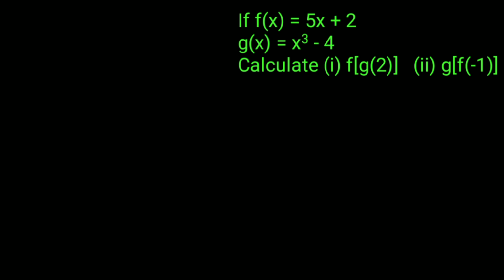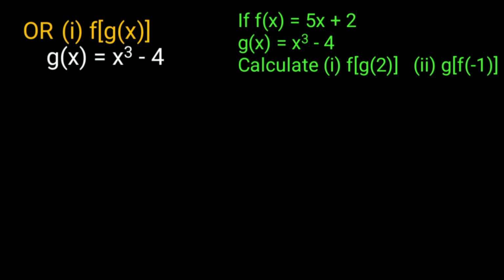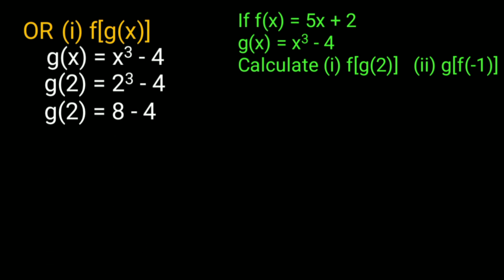But there is another shorter way of getting this kind of question done. The other way is that in our f of g of x, we first of all remove g of x and we substitute 2 directly into our g of x. So in this case, we recognize g of x, which is x cubed minus 4. So let's substitute 2 directly into g of x. So we are putting 2 in place of x in our g of x, which gives us 2 cubed minus 4. So our 2 cubed minus 4 is 8 minus 4, which is going to give us 4.